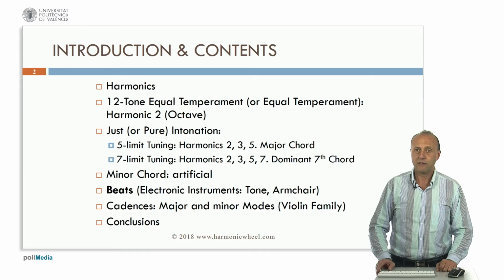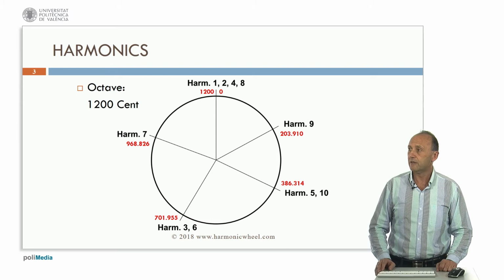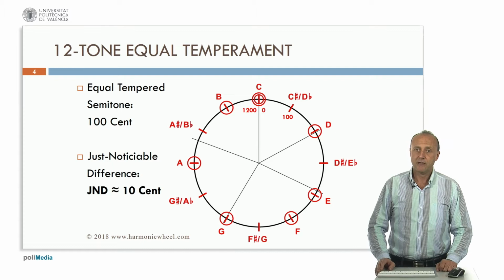Finally, some conclusions. These are the first harmonics represented on the chromatic circle, and these are the 12 notes in equal temperament. In order to distinguish between two notes, we need the difference between them to be at least 10 cents, which is the just noticeable difference.